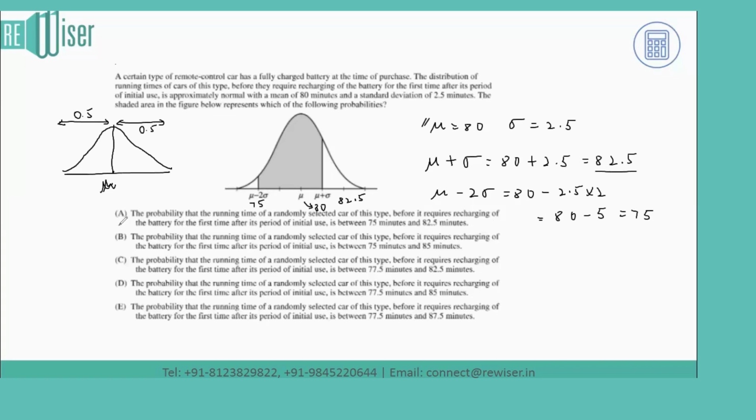Now we'll start reading the options. Option A says the probability that the running time of a randomly selected car of this type before it requires recharging of the battery for the first time after its period of initial use is between 75 minutes and 82.5 minutes. Reading the first option A, we can see from the bell curve that this is true. It is lying between 75 minutes, which is the value of mu minus 2 sigma, and 82.5 minutes, which is the value of mu plus sigma. So option A is the correct answer for this particular question.